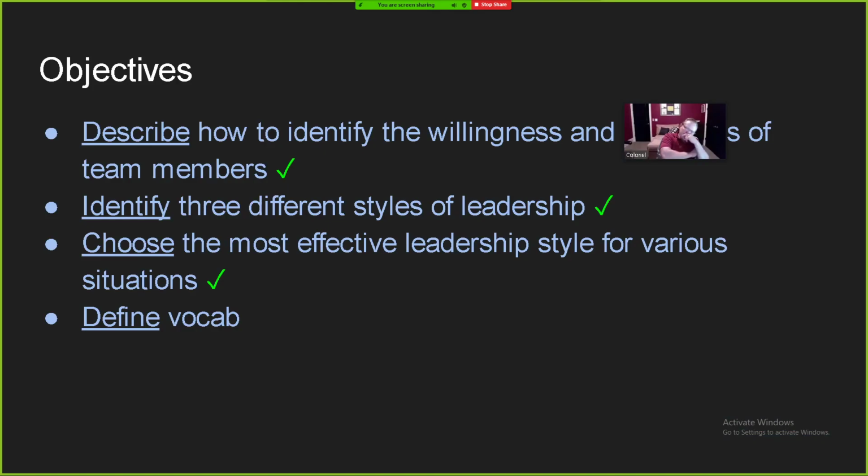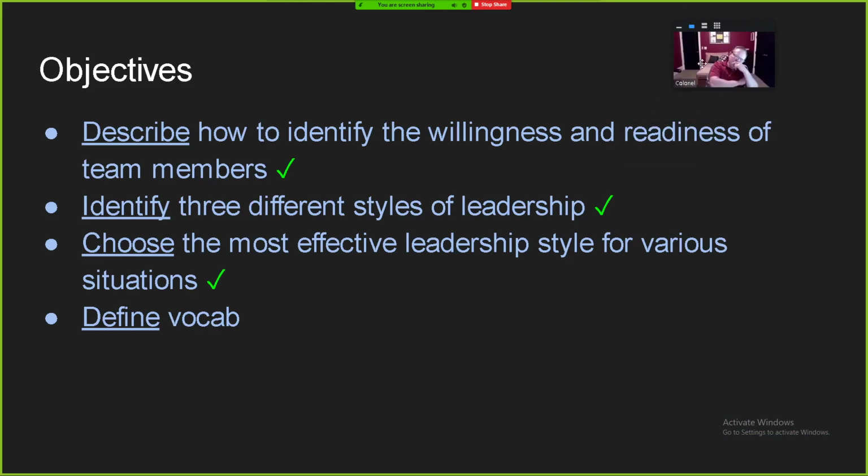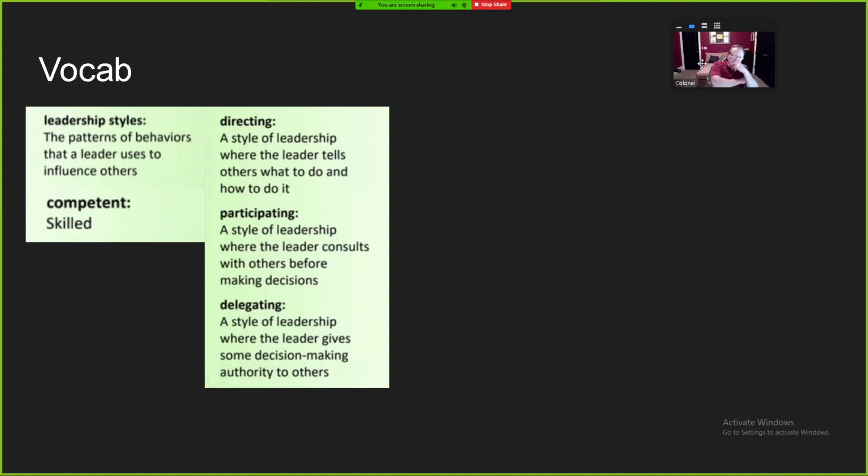And so we have done everything here except for define vocab, and there's just 5 words here. Again, like most of the vocab in this textbook, it's self-explanatory. We learned what the directing, participating, delegating was. I explained it to you. Competent is skilled, and then leadership styles are different patterns of behaviors that a leader uses to influence others.